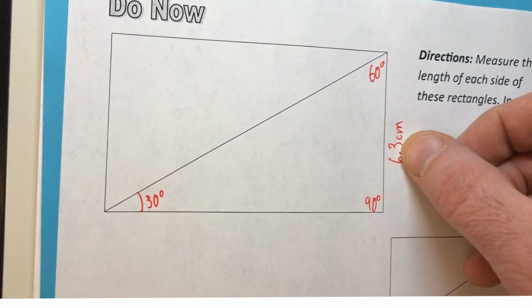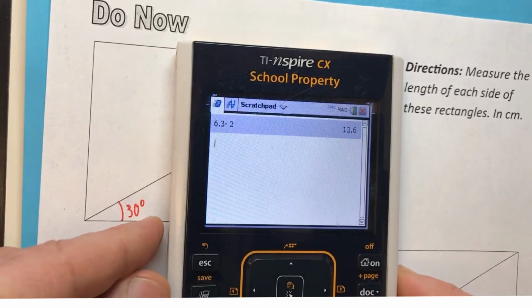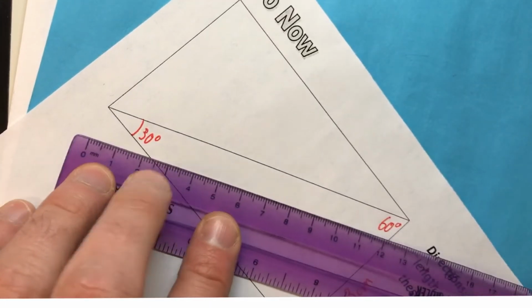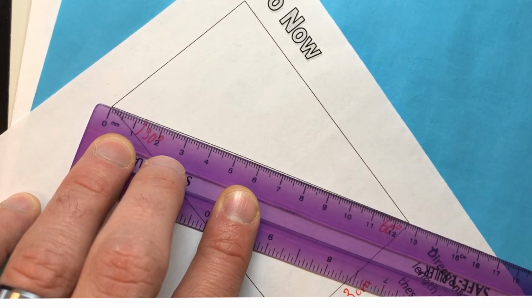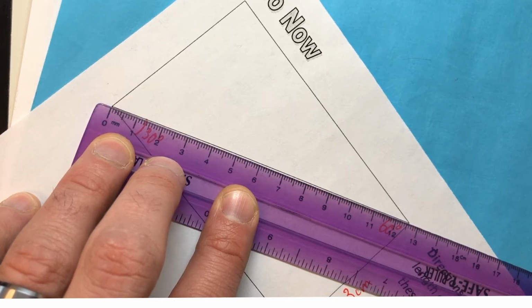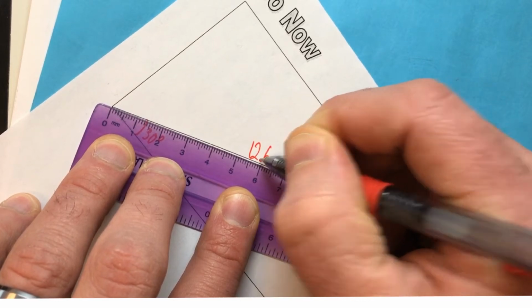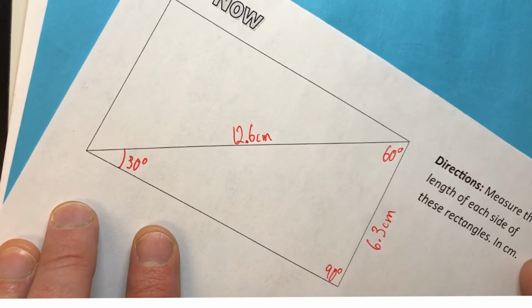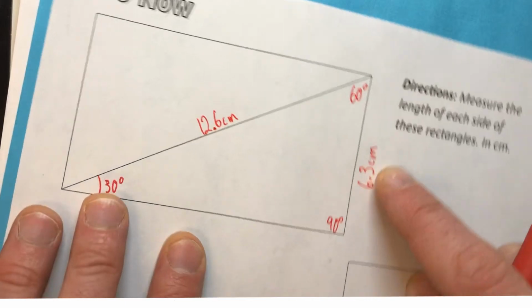So if I take 6.3 and multiply that by 2, what do I get? 6.3 times 2 should give me 12.6. So let's measure the hypotenuse and see how close to that we get. And what does that look like? 12.6, just like what that rule says. These are not exact, obviously, because I didn't get these angles right and it's hard to measure this exactly with these rulers, but that's pretty good. Short leg to the hypotenuse is double.